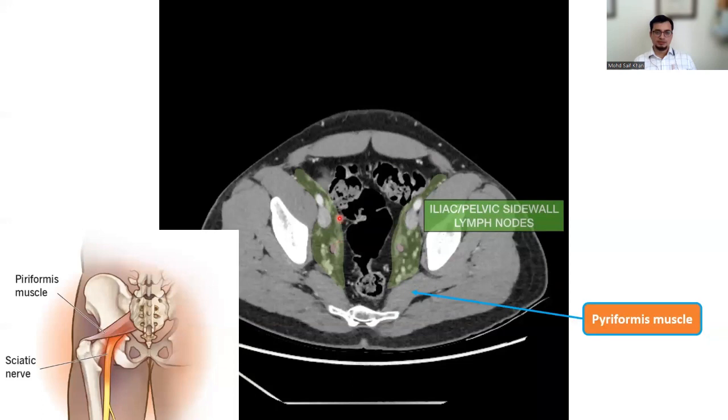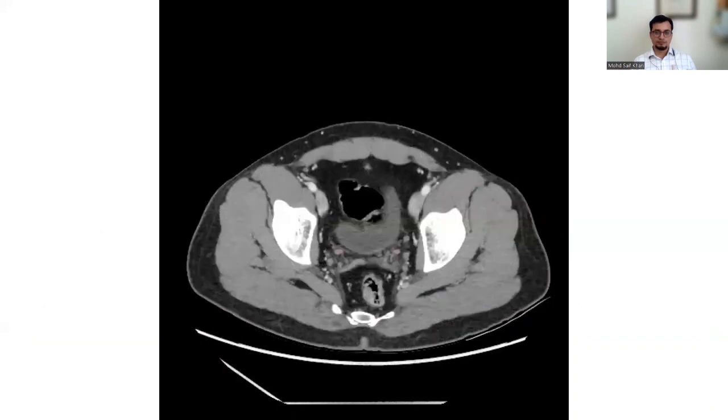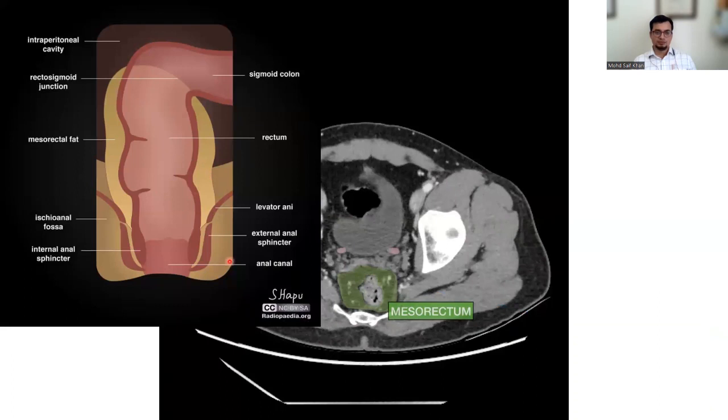And here you can see the piriformis muscles, okay, which lie deeper to the gluteus muscles and originate from the anterior surface of the sacrum. And here you can see the mesorectum around the rectum. So this is your fascia, which is a layer of connective tissue enclosing the perirectal fat. Okay, this is your mesorectal fat. And that's an important anatomical structure in rectal cancer staging.